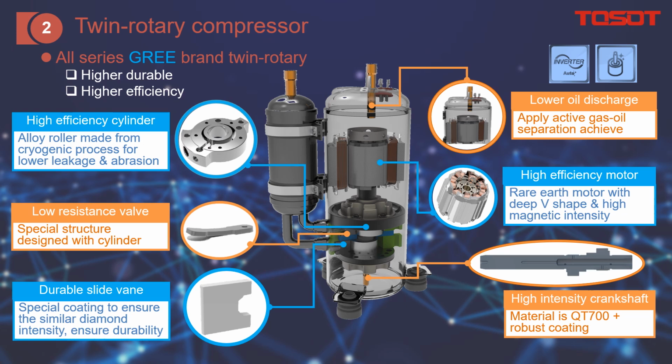As for the motor, it is a rare earth motor with a V shape to ensure high magnetic intensity, which ensures you will have higher efficiency. As for this part, this is for the compressed gas to discharge. With this structure, we can ensure it will not discharge too much oil. And with this, we can make the whole compressor more durable.